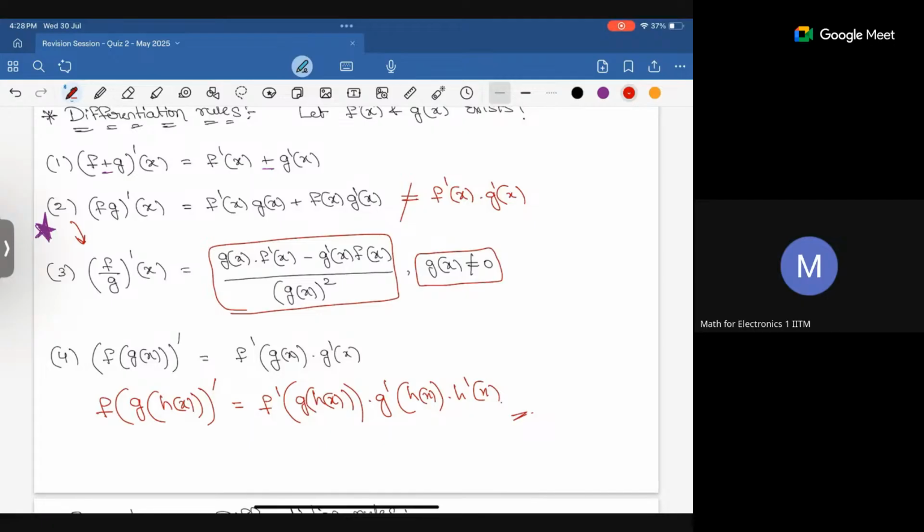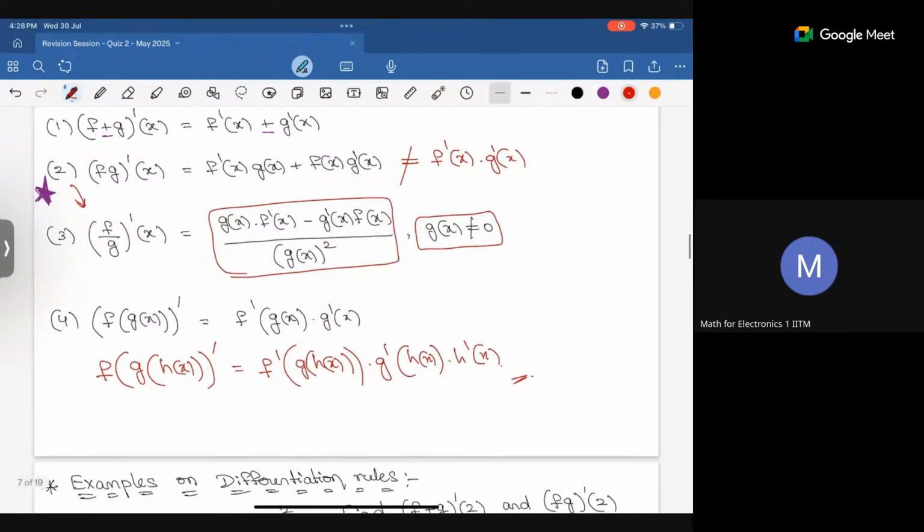Right? So these are some rules which we can use to compute derivatives of some other new functions, which are generated as a sum or product or by dividing two functions or these compositions. Right? And these compositions are also really important.